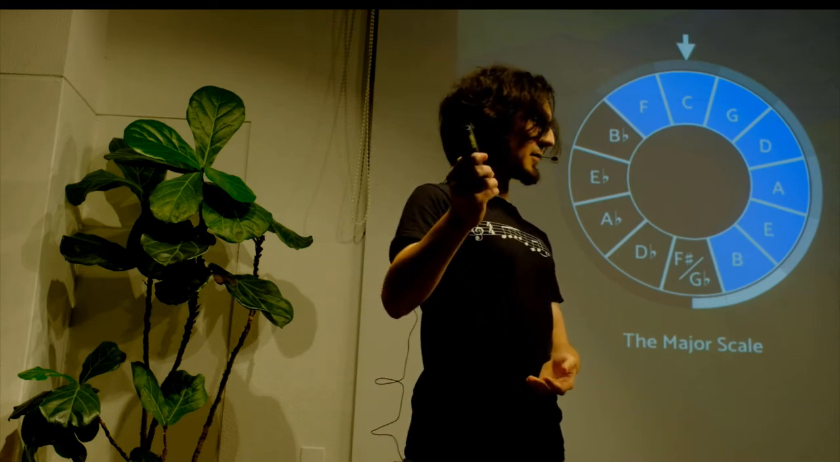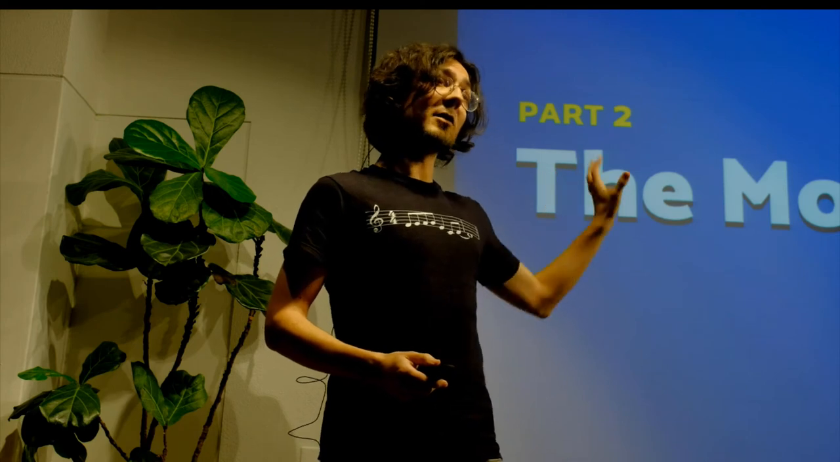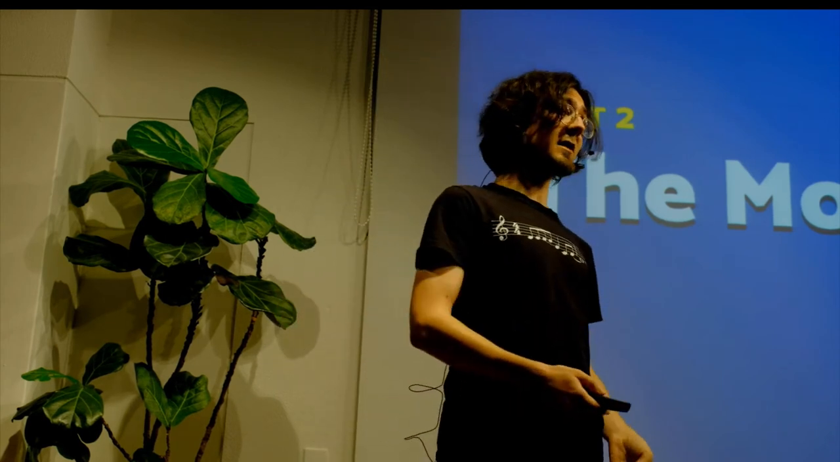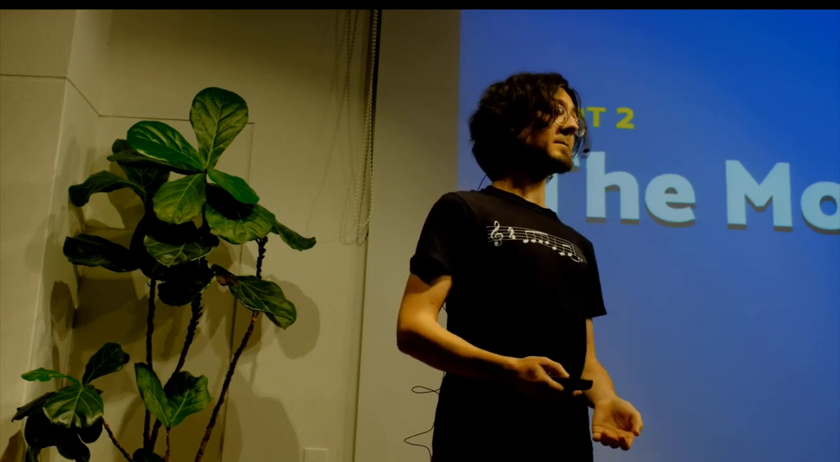Before answering these questions, we go to part two. The modes. The modes are a family of scales that we can construct by taking that same pattern, that same layout on the circle of fifths, and rotating them clockwise and counterclockwise. So the major scale has seven different notes in it, and that means there are seven different possible modes.